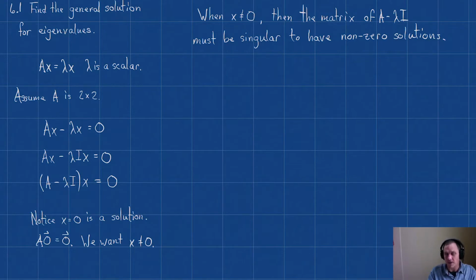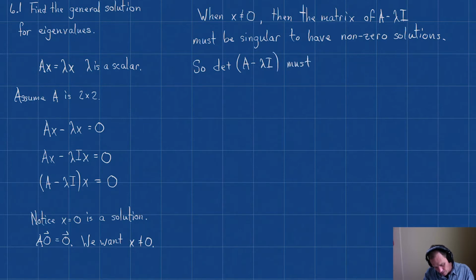Okay, well, why is that important? What is important about this is that when we have a singular matrix, we know its determinant is 0. So the determinant of A minus lambda I must be 0. Okay. So that's the key. What we need to do is solve the determinant of A minus lambda I to find eigenvalues.